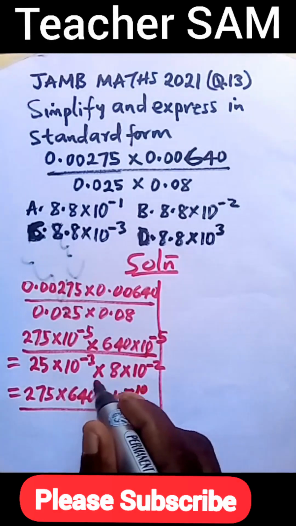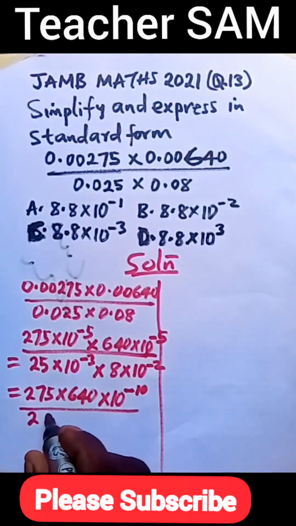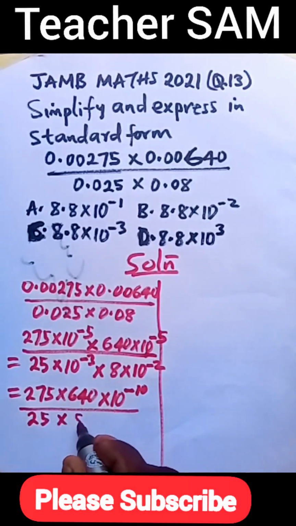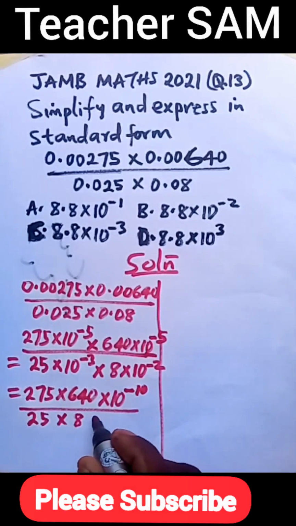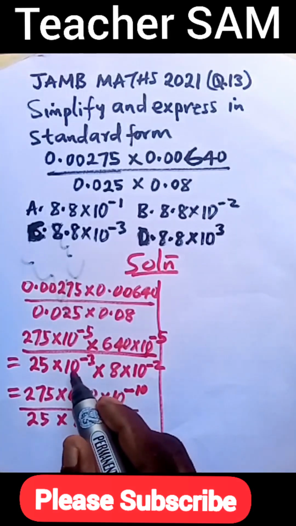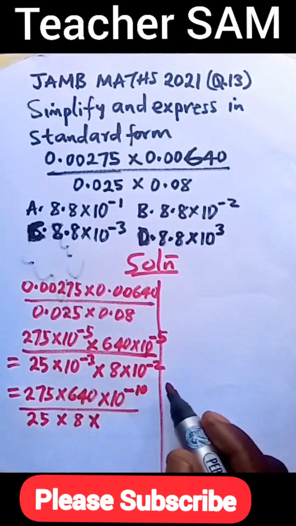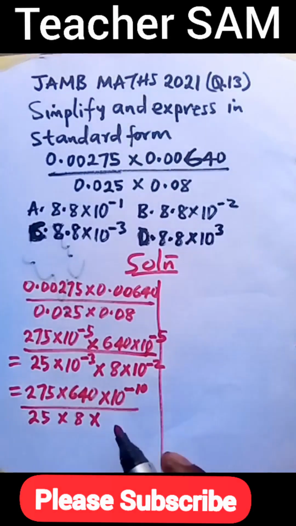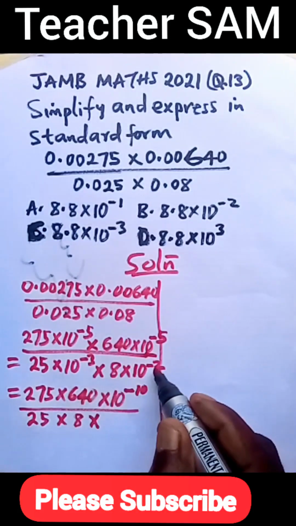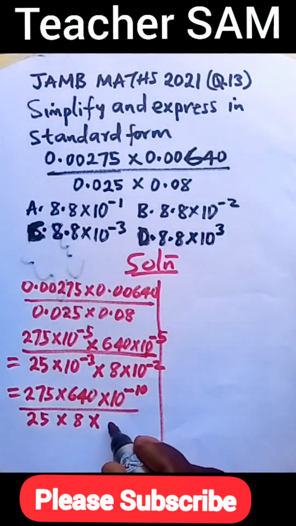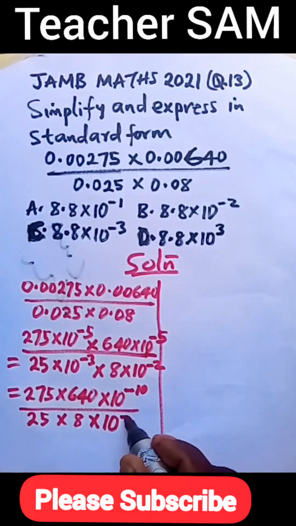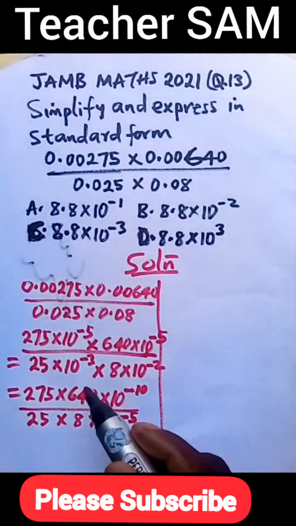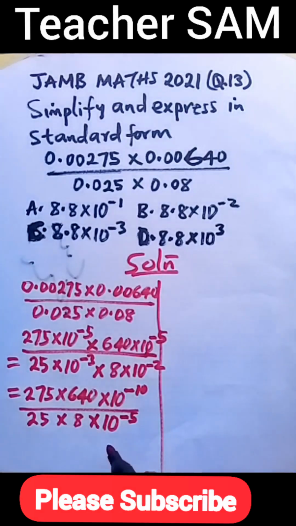Then the next one we want to do here, we have 25 times 8. Now times, we have the same thing here, 10 raised to negative 3 times 10 raised to negative 2. So minus 3 plus minus 2 gives us minus 5.